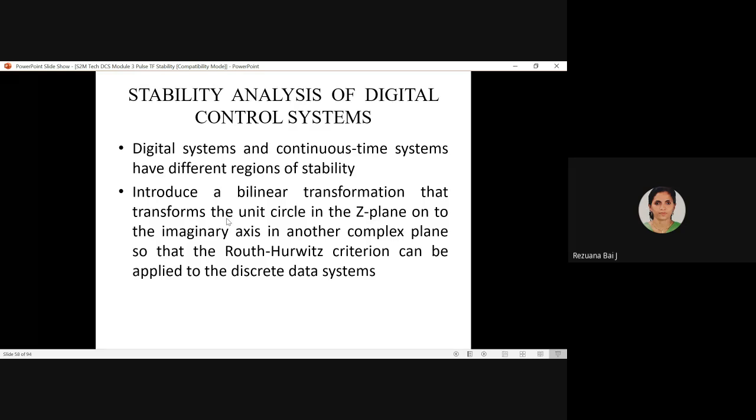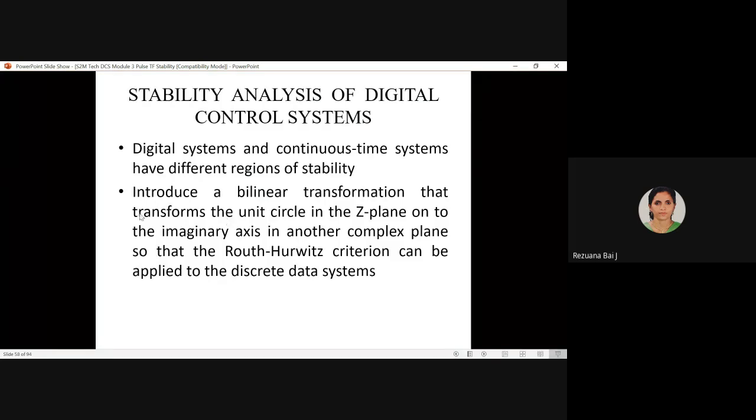I have already mentioned what the stable regions are. As you know, digital systems and continuous time systems have different regions of stability. In the S-plane, that is the continuous time system, the left half poles are all stable. Any pole that lies in the right half of the S-plane will make the system unstable. Okay.